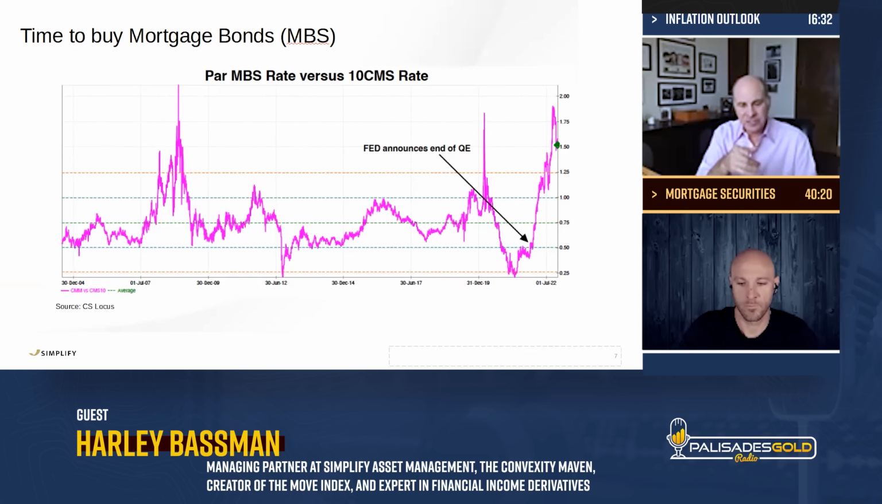Traditionally, and this chart here is showing basically the yield spread of a mortgage bond over a 10-year Treasury bond. It's about 75 basis points, 0.75%. That's been more or less the value of that option. So if you could own a 10-year at 4, you own a mortgage bond at 4.75.